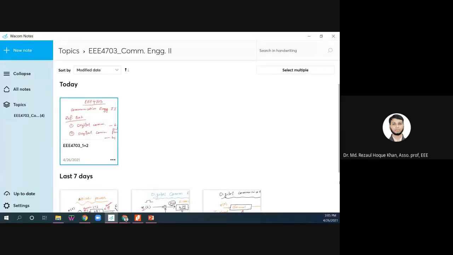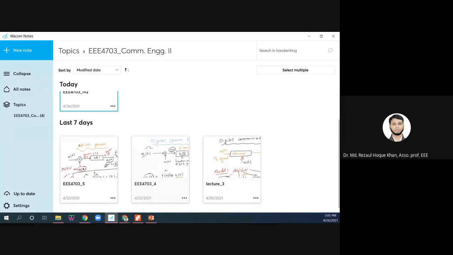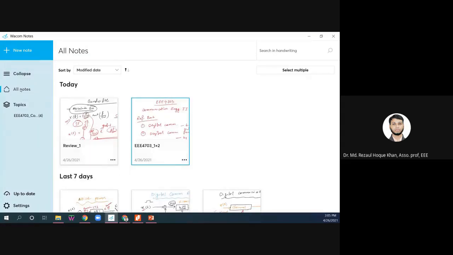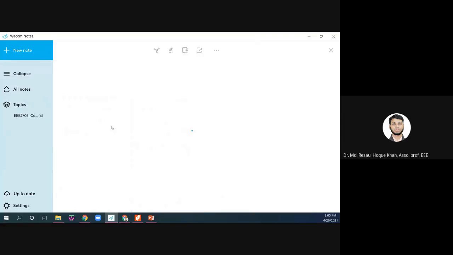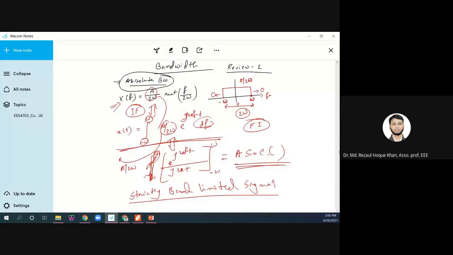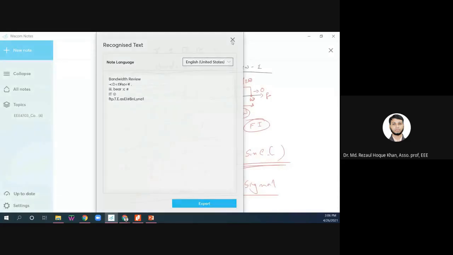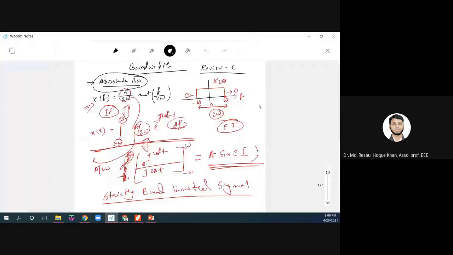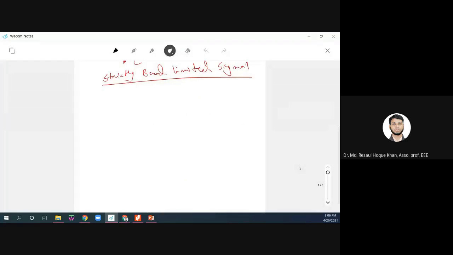So I will write this sinc function again. Let's draw the sinc function again.